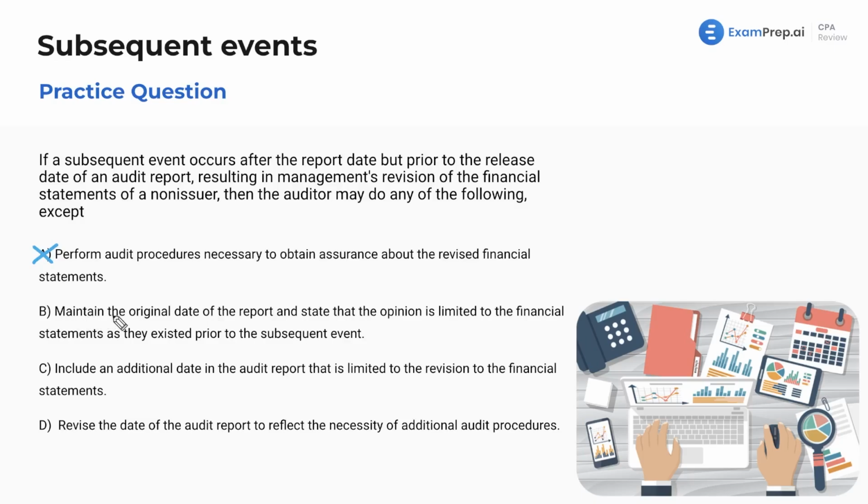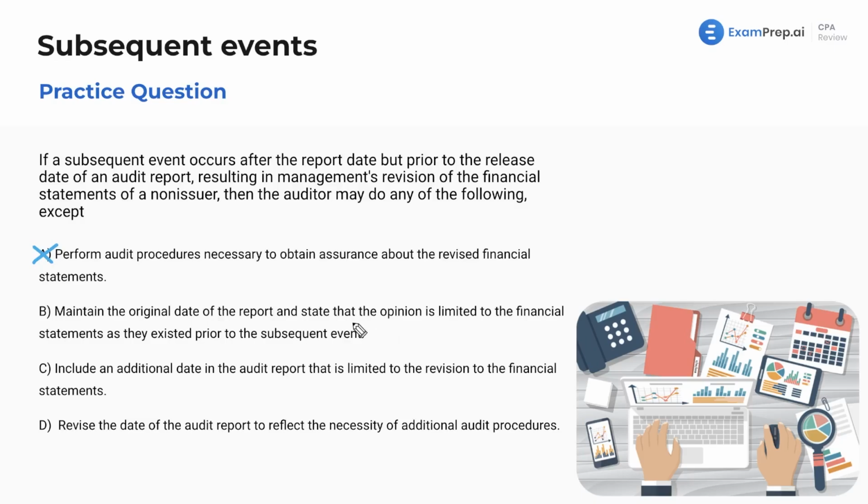What about maintain the original date and state that the opinion is limited to the financial statements as they existed prior to the subsequent event? Now, this is kind of like a Frankenstein's monster sort of situation. This question's trying to hint at something, but it's actually not that. This is trying to kind of talk about dual dating the audit report, but this is actually not how you would go about it. Maintain the original date and state that the opinion's limited. No, you're not going to do that. That's going to cause too much confusion. So again, you're not allowed to do this.